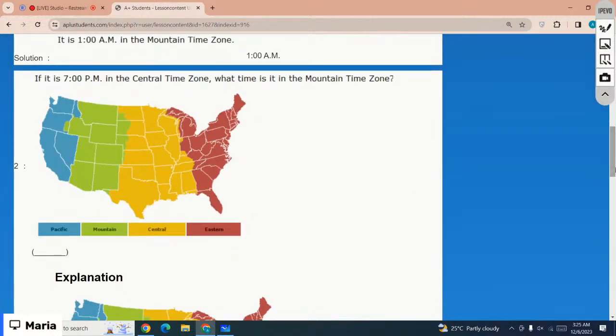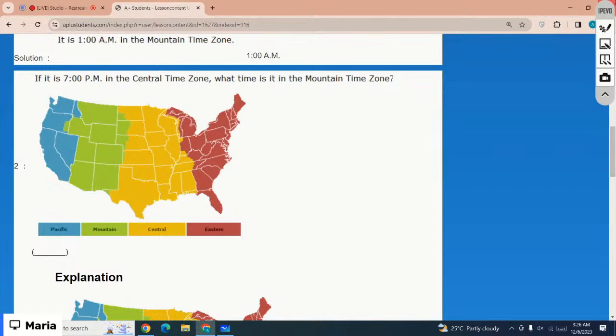Okay, if it is 7 p.m. in the Central zone, what time is it in the Mountain time zone? Mountain time zone is 1 hour behind Central, right? So in Central it is 7. So in Mountain it is 7 minus 1, 6. So that means in the Mountain time zone it is 6 p.m.